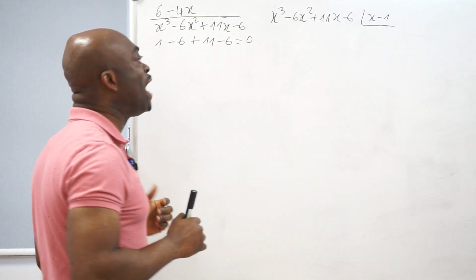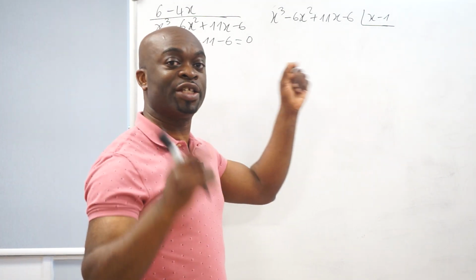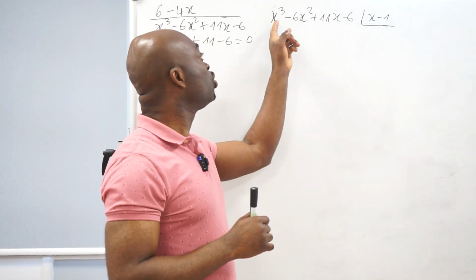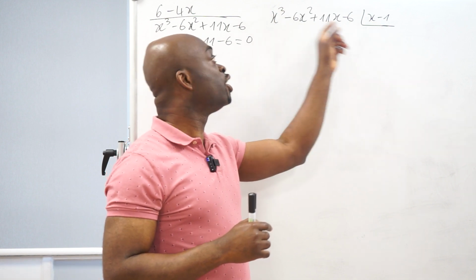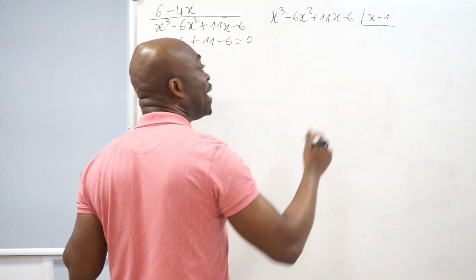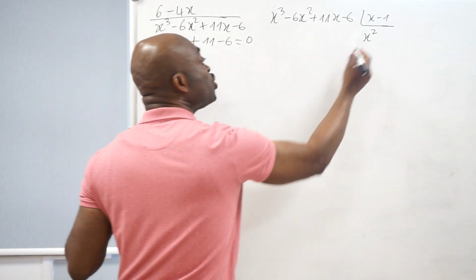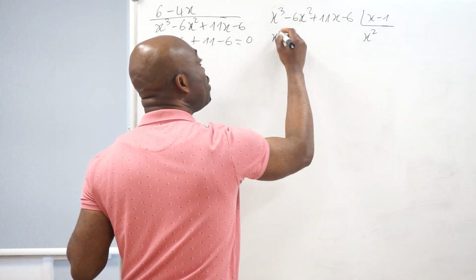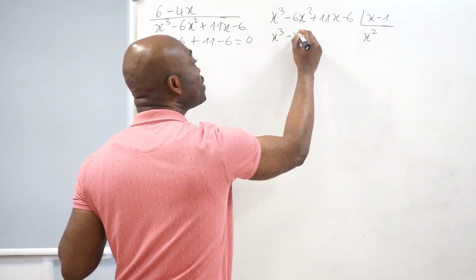Okay? So now, how do we go about this? To do long division, always think about this, ladies and gentlemen. You go with the first term here divided by the first term here. So x to the third power divided by x is going to give us what? x squared. So that will be our first answer there. So x squared times x is x to the third. x squared times negative 1 is negative x squared.